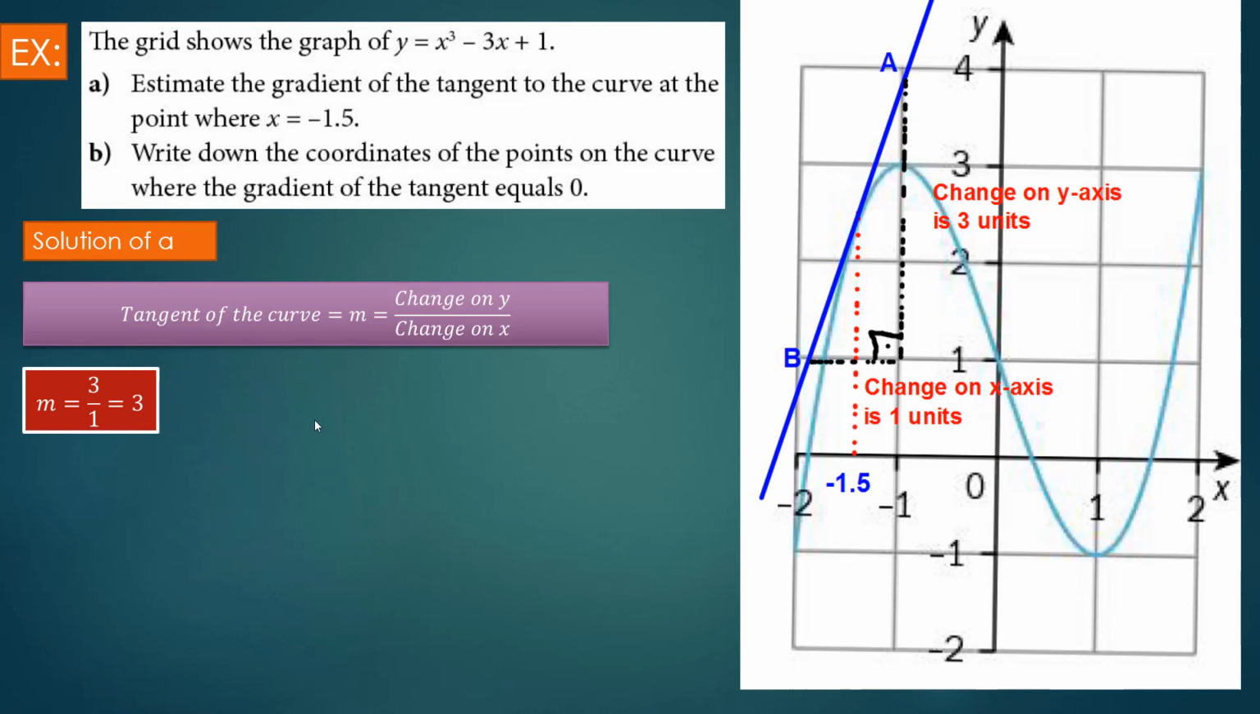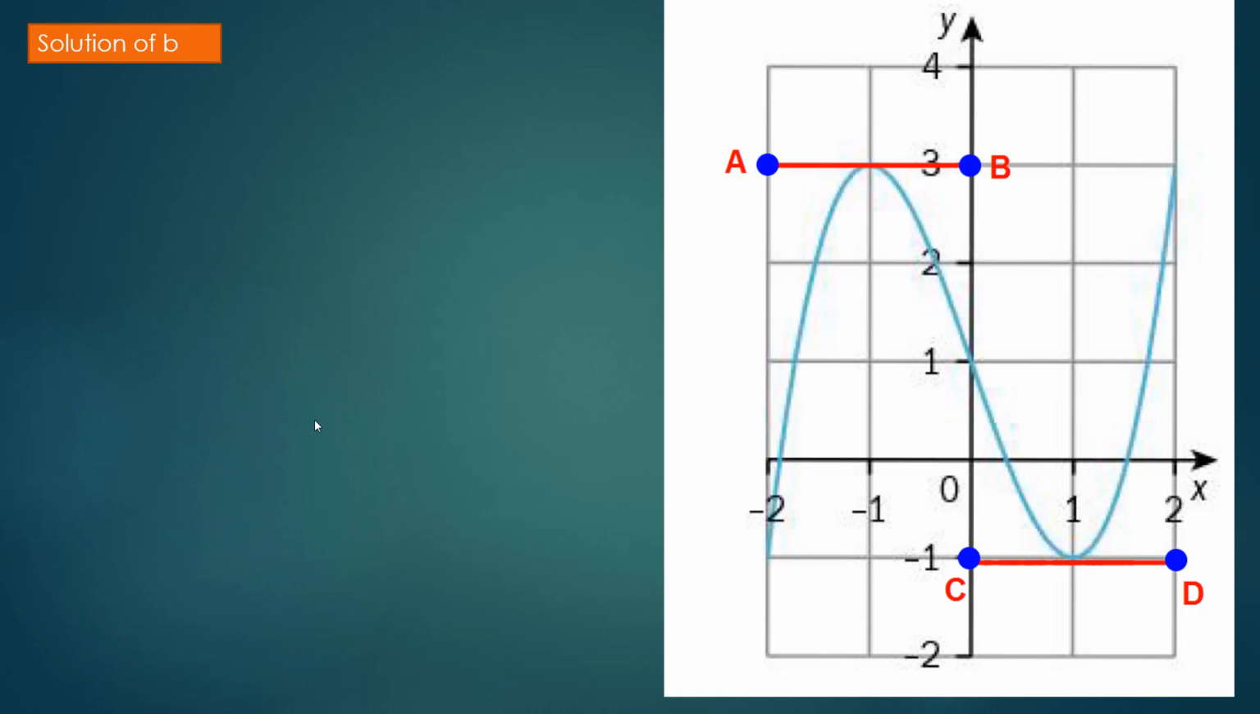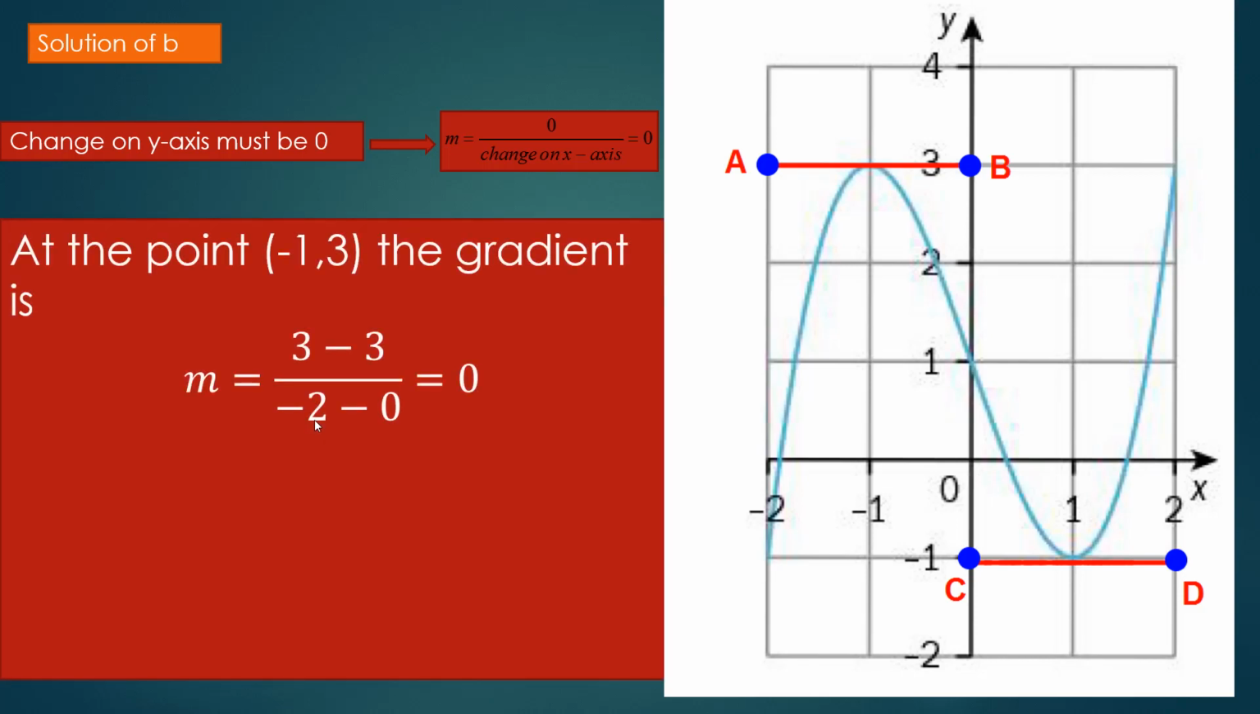Question B says to write down the coordinates of the points on the curve where the gradient of the tangent equals 0. The gradient equal to 0 means that we need to have 0 divided by something. We cannot have a number divided by 0 because this makes the expression undefined. That's why we need to have equal y values. That's why we need to see where the tangent line is a horizontal line. So, as we said, the change on y-axis must be 0, over a change on x-axis, which is not 0.